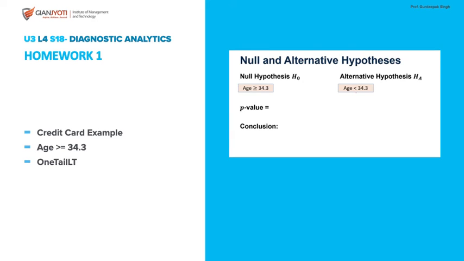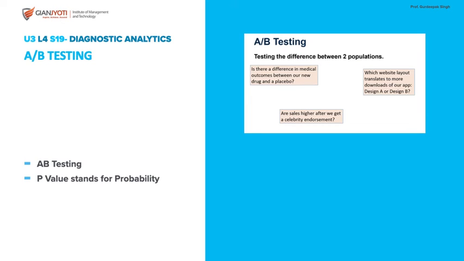Now this is a homework for you. I want you to give me the p-value, with the significance level kept at 5%, and then you conclude whether this is correct or this is correct. So please do this homework and we can discuss in the next class what your results are.